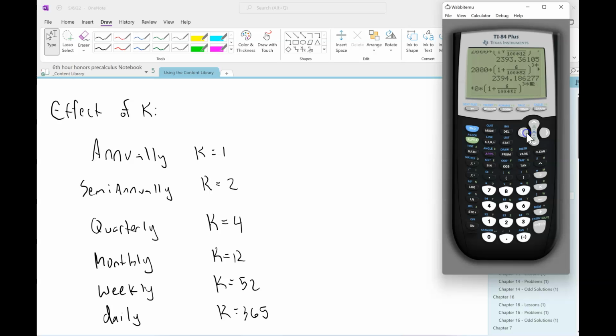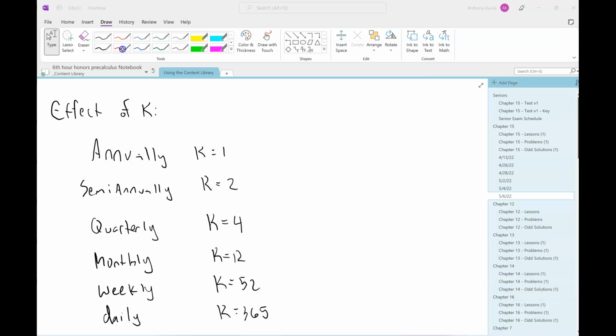Let's go to 365. Notice every time we do get an improvement, right? More compounds is better, but the amount of improvement you're getting is, well, we got 20 cents better that time. It becomes diminishing, right? As K gets bigger, it has less and less of an impact. Still better, right? But less and less of an impact.